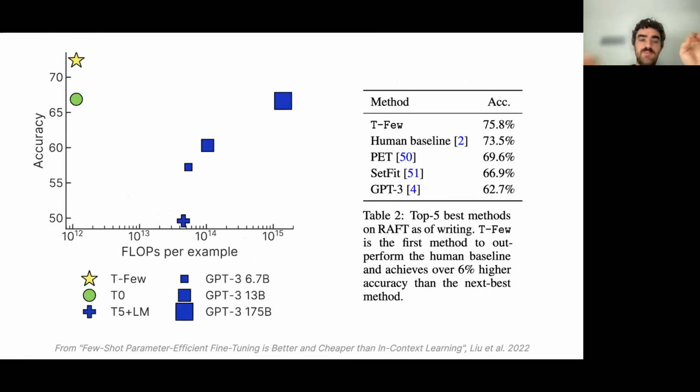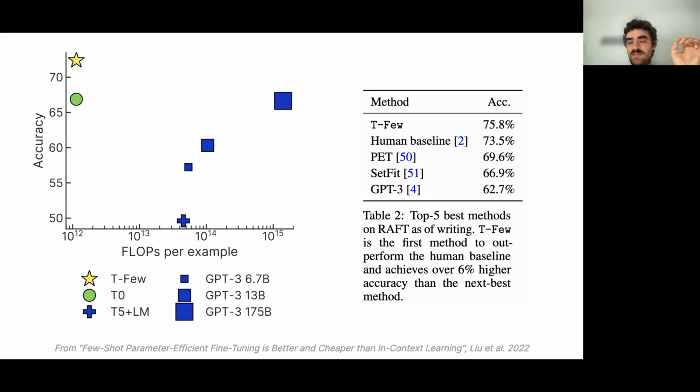Okay, so if we then compare the flops per inference example versus the accuracy for T-few, T0, the LM adapted T5, and the 3 GPT-3 variants I mentioned, where the dark blue points in this plot are for few shot in-context learning, the green points are zero-shot, and the gold star is for T-few, which does parameter efficient fine tuning, you can see that T-few not only gets dramatically better performance than the best GPT-3 result, but is also, as I mentioned, about 1,000 times cheaper.